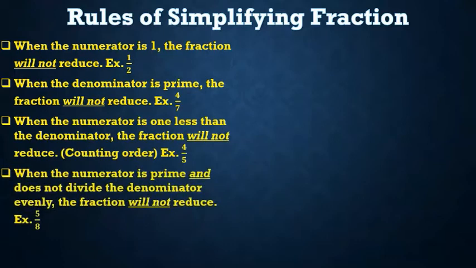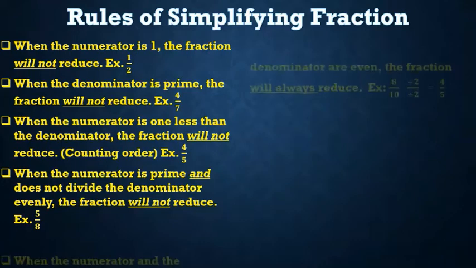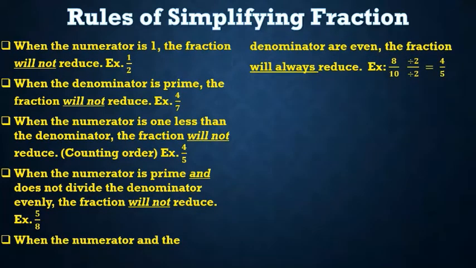Our fourth rule is that when the numerator is a prime number and it does not divide the denominator evenly, then the fraction will also not reduce. Our fifth rule is that when the numerator and the denominator are even, the fraction will always reduce.